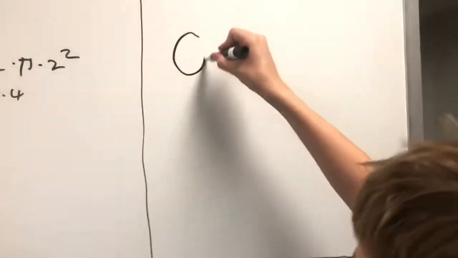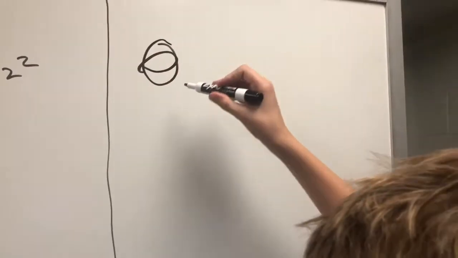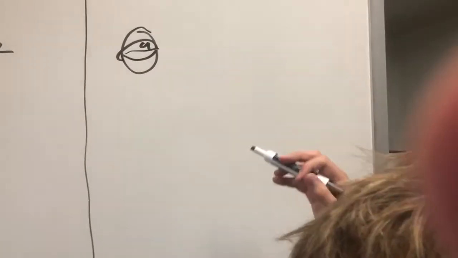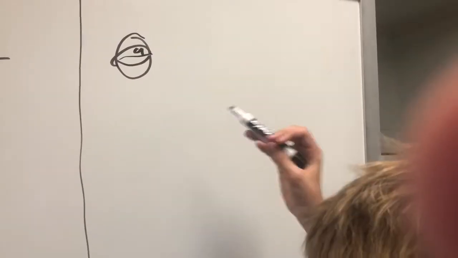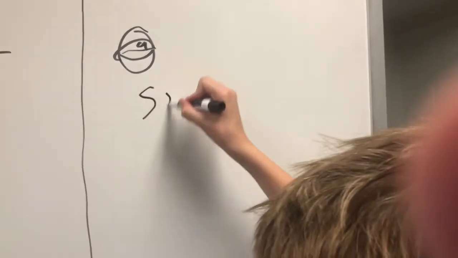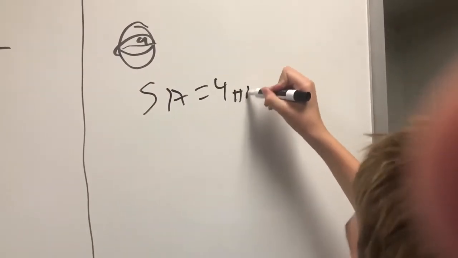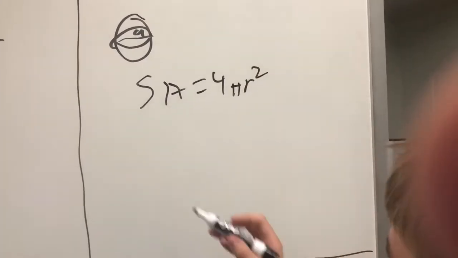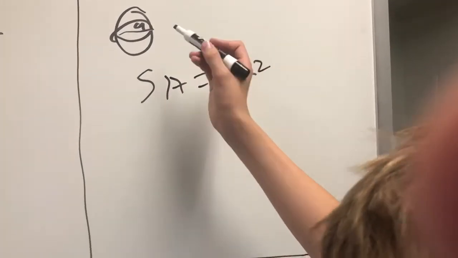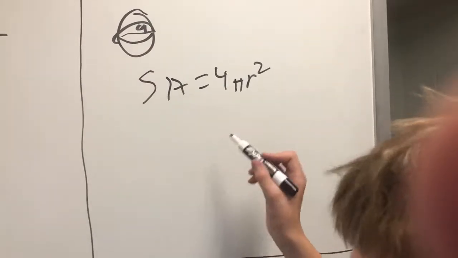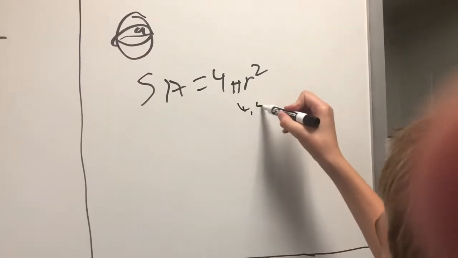Let's say you have a sphere with a circumference of 9. Try to find the surface area. Remember, surface area is 4 pi r squared. So if the circumference of the sphere is 9, and we know that the radius is half of the circumference, the radius must be 4.5.